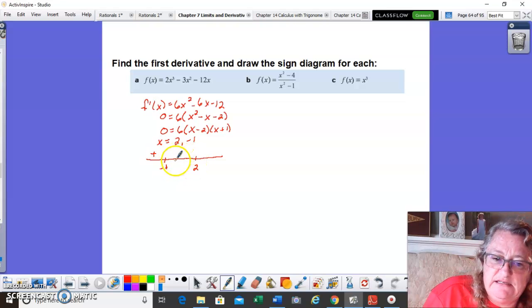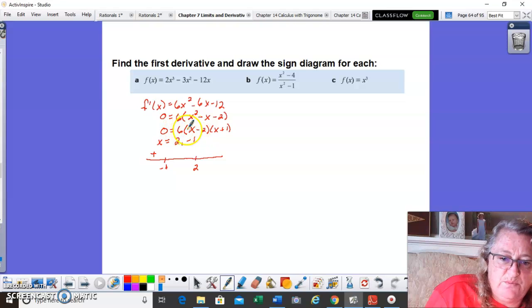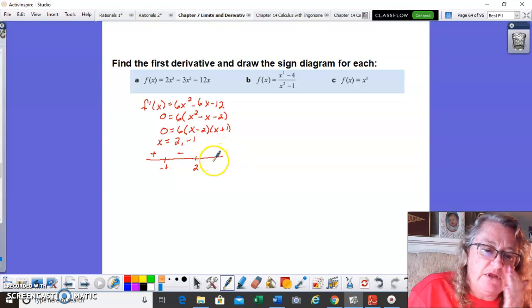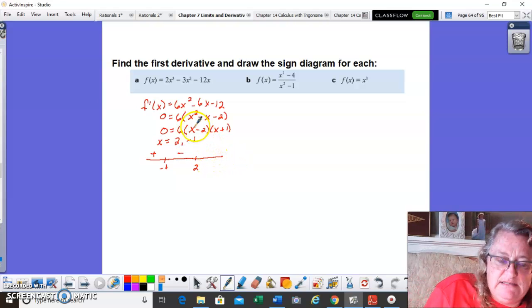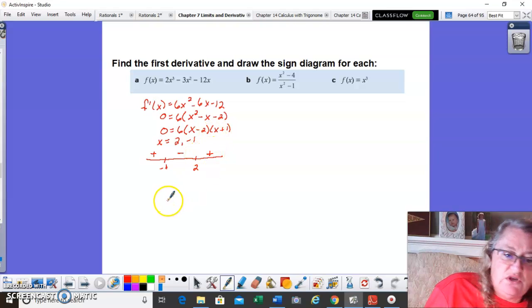If I'm looking for something easy to substitute right here, the 0 would be great. So here I have a positive. 0 minus 2 would be a negative. So a positive and a negative. And 0 plus 1 would be a positive. So that means I have a positive, a negative, and a positive, which would get me a negative result. And if I'm looking for an easy number above 2, I think of 3. So 6 is positive, 3 minus 2 is still positive, and 3 plus 1 is positive. So they're all positive. When I multiply them, I'll get a positive result. So there is your first derivative and your sign diagram.